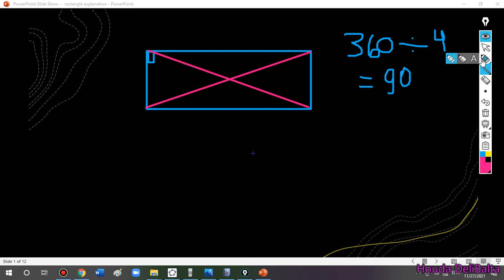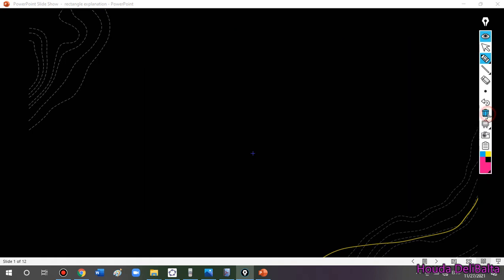That's about a rectangle. As we know, the longer side is called the length, and the shorter one is called the width. And the area of the rectangle is equal to the length times the width. That's a quick revision for the rectangle. Now let's get started by knowing and reviewing how to prove that a quadrilateral is a rectangle.